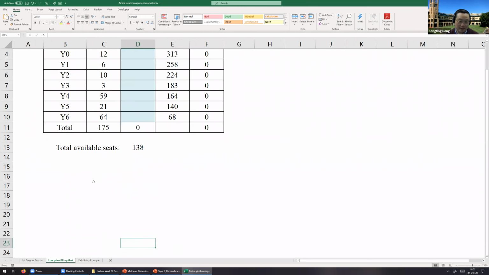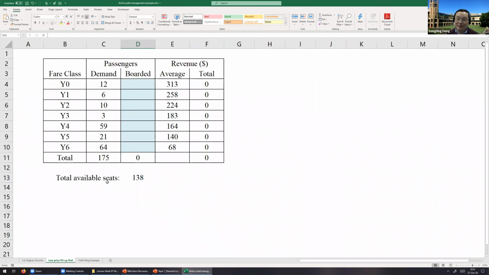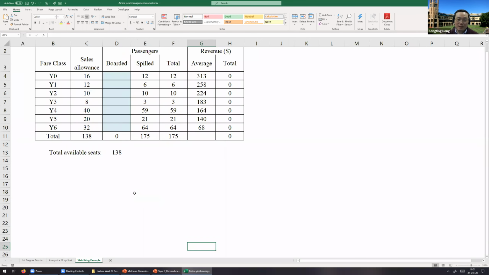So if we allow people to get tickets based on when they call us, these 64 people will get the seat first, then these 21 people, then these 59. Oops, it's already over capacity, so we can only accommodate 53. That makes our plane full. So no one here can get a seat based on the time they call. So you can see we can only make 15,984 over here.